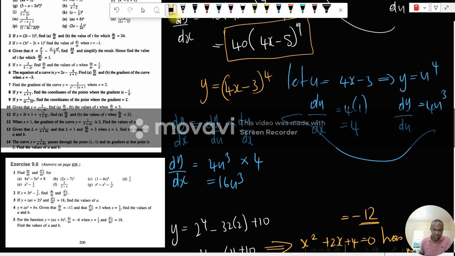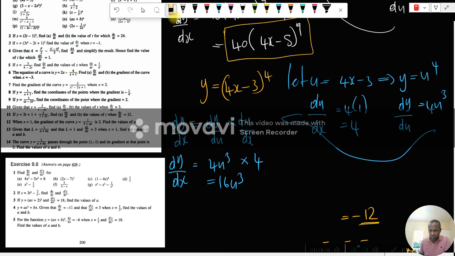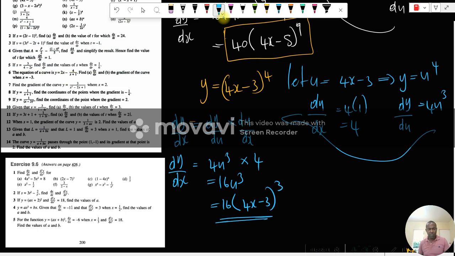But the original problem was not given in terms of u, it's given in terms of x. And so we must resubstitute for u. And so this will actually give us 16 times 4x minus 3 to the power of 3. Did you get that?